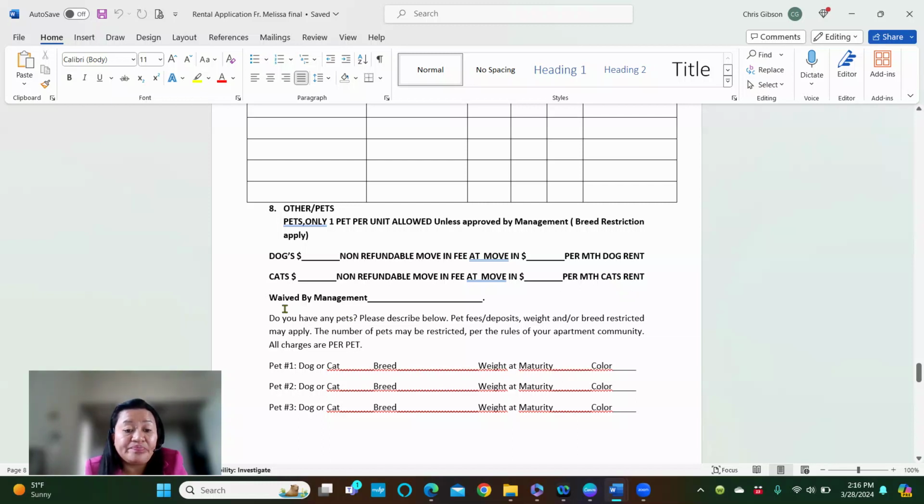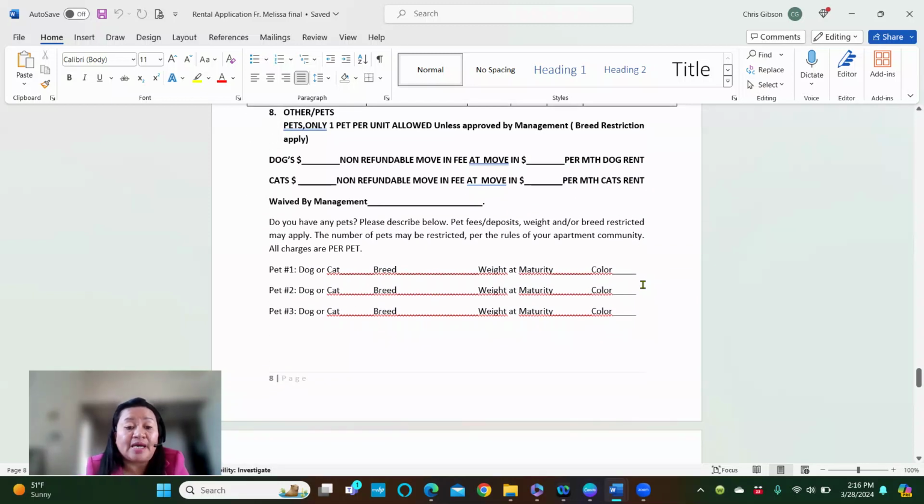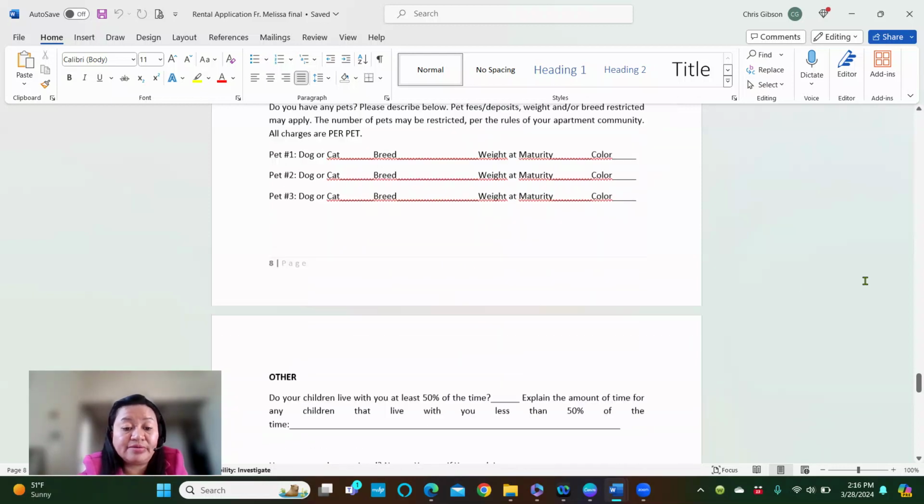So here, by management, for example, there are some applicants that have an ESA, which is an emotional support animal, so you cannot charge for that. You can charge for a regular pet. So we must ask, do you have any pets? Please describe. If they have pets, they need to describe, dog or cat, what breed, weight, maturity, and color. So you must have the information of the pets.